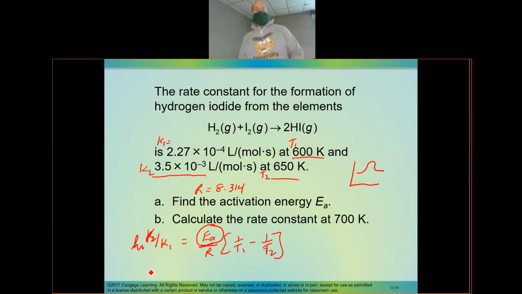So now, again, you have to be able to use your calculator. So we simply just put in the numbers. So the ln, K2, 3.5 times 10 to the minus 3, over K1, 2.27 times 10 to the minus 4 is equal to, we want to find energy of activation, R 8.314, times 1 over T1, T1 is 600, minus 1 over T2, 650.